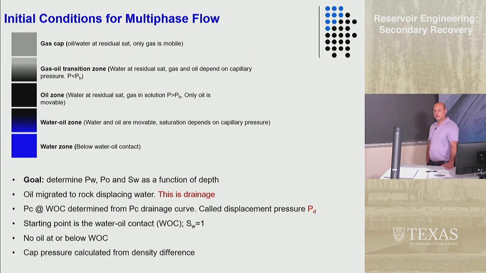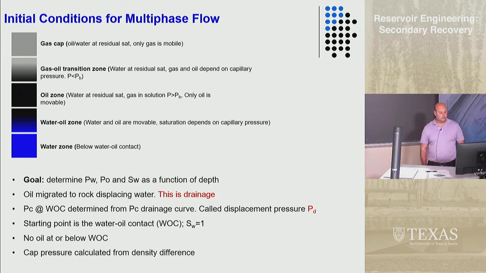And so our goal is to determine the pressures of the water phase, oleic phase, and gaseous phase, if there is one, as well as the saturations as a function of depth. Remember that this occurred through a drainage process. Oil migrated to the reservoir from a source rock, pushed out the water in the water wet porous medium, and that is drainage. The capillary pressure at the water oil contact line is determined from your capillary pressure curve. It is the capillary entry pressure. And remember, that's the capillary pressure at 100% water saturation.